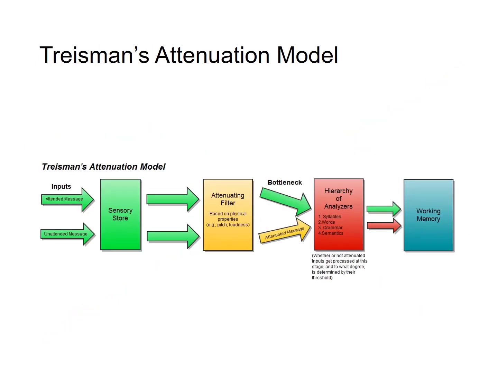Anne Treisman proposed the attenuation model of attention, and as you see in this diagram, instead of a selection filter in the middle, you now have an attenuating filter, meaning that you reduce your processing of some streams of information while others might be processed at 100%. So beyond the attenuation filter, both messages can be passed on for further processing, the one you're paying attention to and the one you're ignoring.